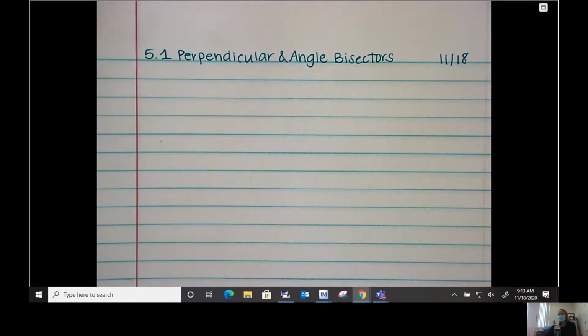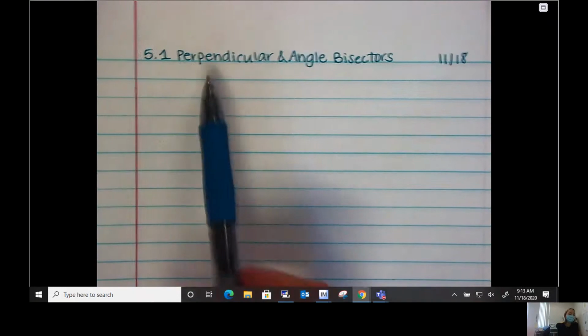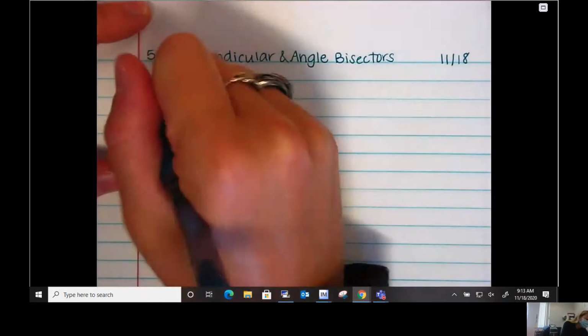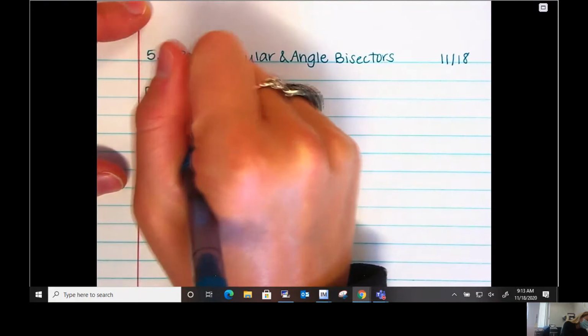Very good, because bi means two. So if I cut something in half, what does that mean about the two pieces that are left over? They're equal. They're exactly the same. Very good. So we're going to start by talking about perpendicular bisectors, then we're going to talk about angle bisectors second. So first one is perpendicular ones.